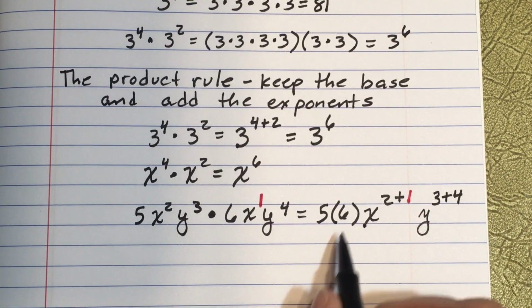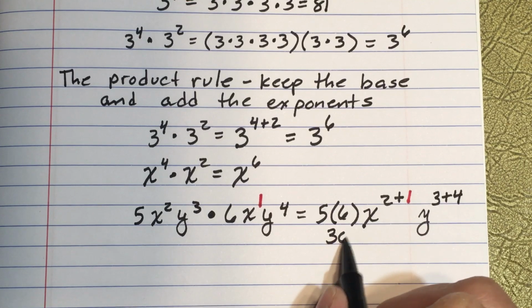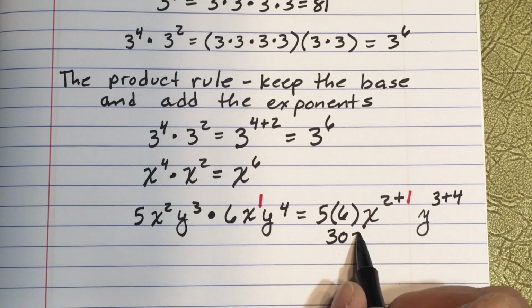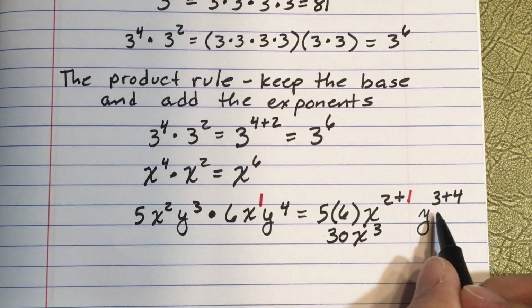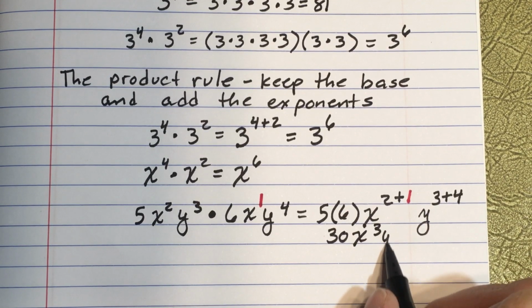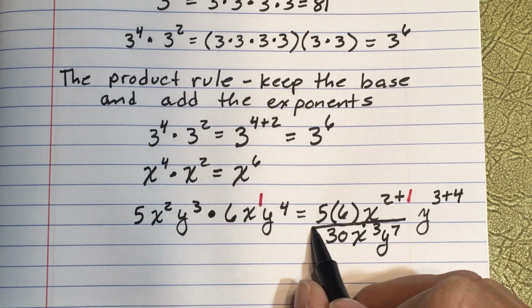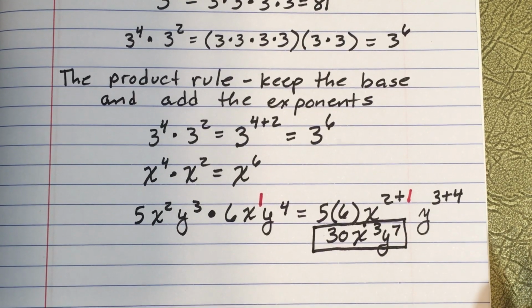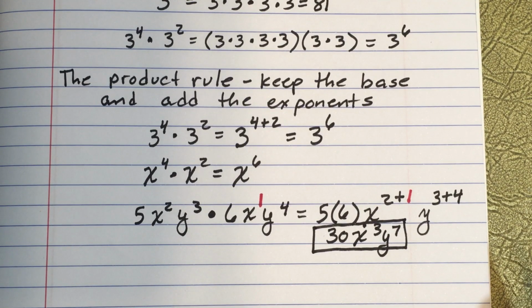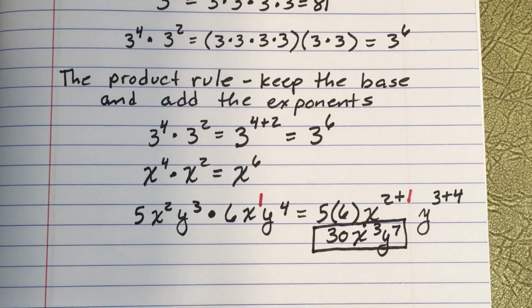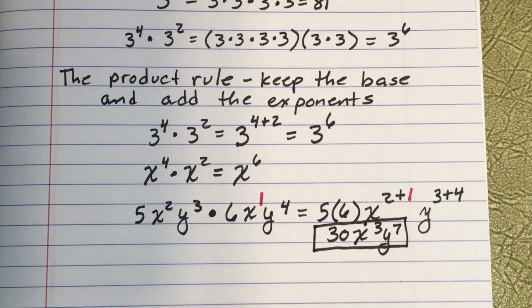Now multiply 5 times 6 and I get 30. Add 2 plus 1 and I get x to the third. And add 3 plus 4 and I get y to the 7th. So when I'm all done, I get 30 x to the third, y to the 7th. Now you can divide also. So if I'm dividing, I'm going to be doing the quotient rule. So let me change pages here, get back up to the top, and this is going to be the quotient rule.